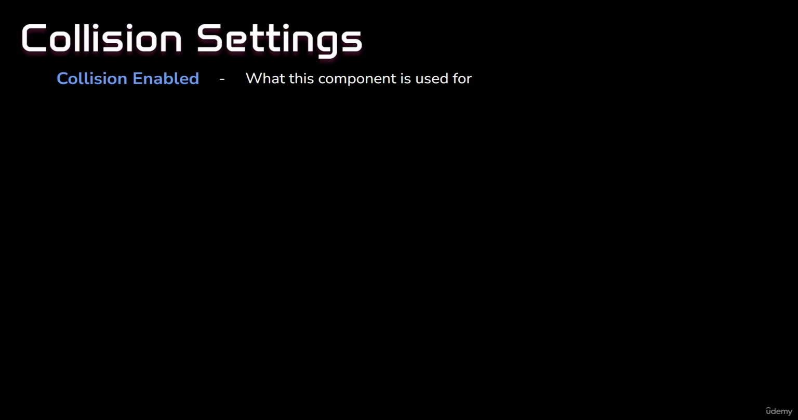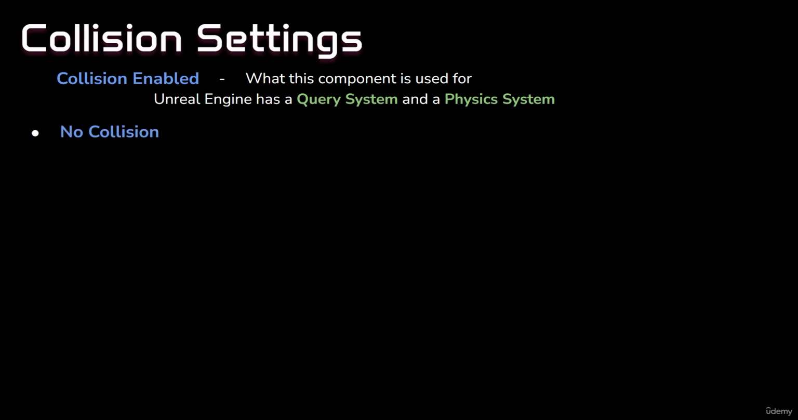Does it need to interact with the world, etc.? Unreal Engine has a query system and a physics system, as we've mentioned previously. Collision-enabled dictates whether we use physics or queries, or both, or neither. The first option for collision-enabled is no collision. This is perhaps the easiest to understand. The object will not be involved in any collision calculations.